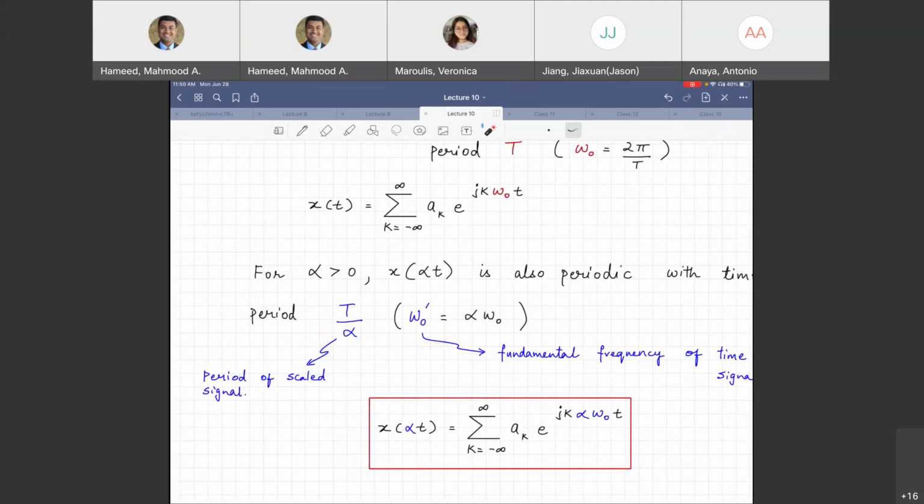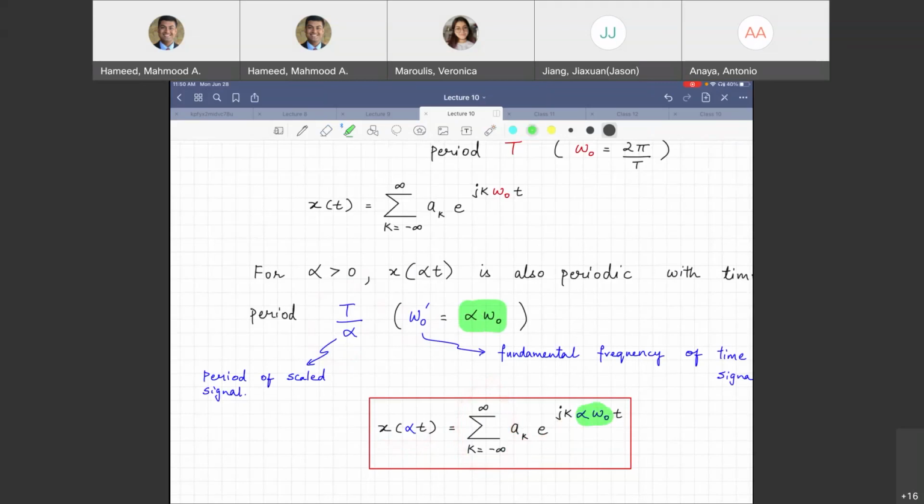Now, if you have a signal that has a time period of T divided by alpha and a fundamental frequency of alpha omega naught, how are you going to express it as the sum of all those exponentials? X of alpha t equals the summation of k equals negative infinity to infinity of a sub k e to the j k alpha omega naught t. The thing that changed is this, because of this.